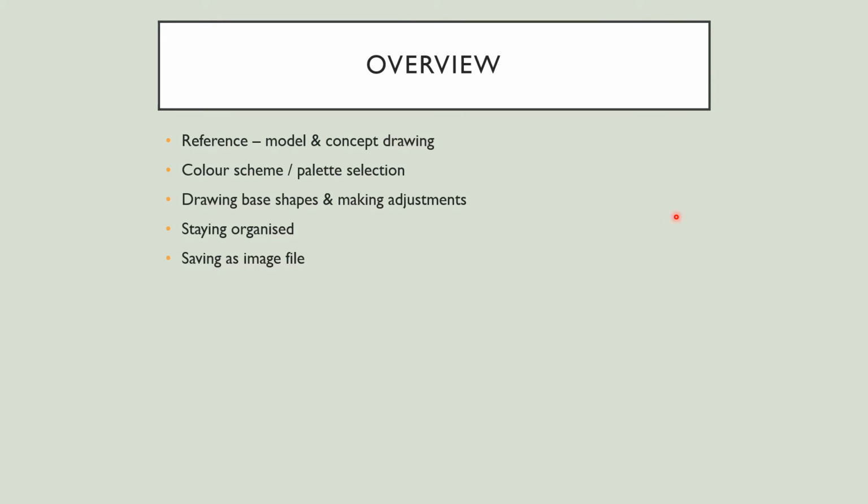First of all, let me go through the overview of the general steps which I go through. First, I start off with the reference, and then I choose the color scheme or a palette to work with, and then I draw shapes and make adjustments to the shapes while trying to stay organized. And I use the shapes to build the drawing which I have in mind. So these two steps I'll go through again and again until I have the end result which I'm satisfied with, and I'm ready to save it as an image file.